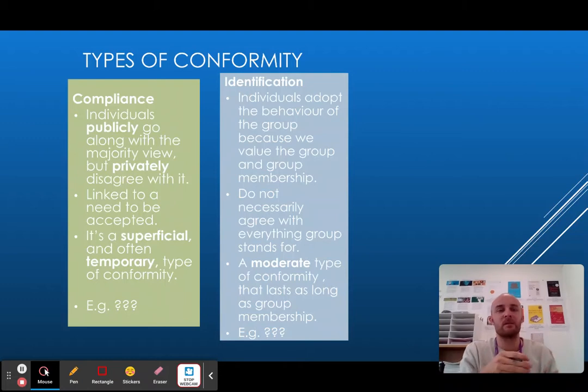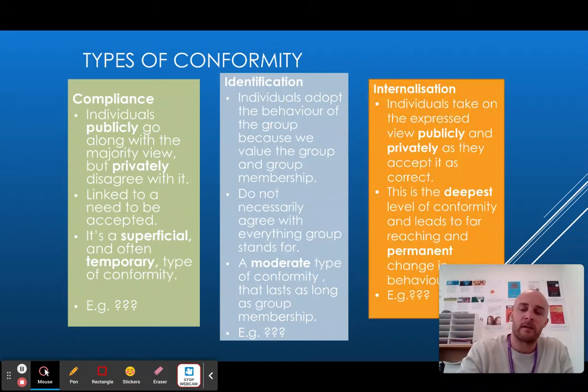Now, that's quite similar to compliance, but it's a deeper level. Like she was in the army for 11 years, and you haven't been in a friendship group for 11 years. So it's ever so slightly different, but it's more because we value being a member of that group. We value that group. We want to be in the army kind of thing. We want to keep that job.